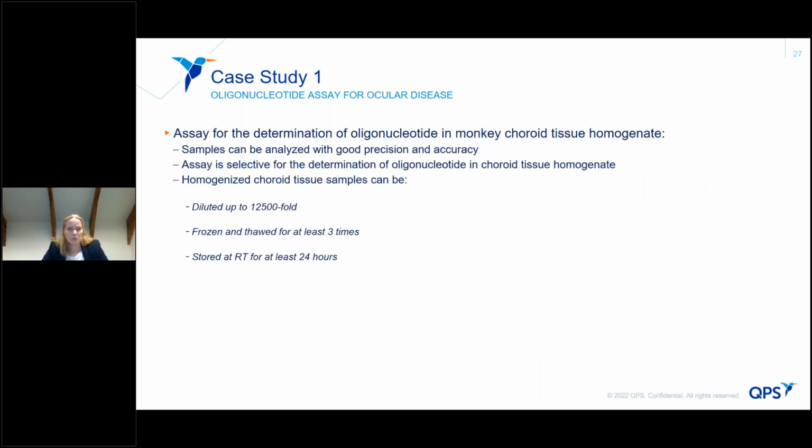So for the assay for the determination of oligonucleotide in monkey whole tissue homogenate, you see that samples can be analyzed with good precision and accuracy. The assay is selective for the determination of oligonucleotides in whole tissue homogenate, and homogenized whole tissue samples can be diluted up to 12,500-fold. They can be frozen and thawed at least 3 times, and they can be stored at room temperature for at least 24 hours without showing any deterioration.